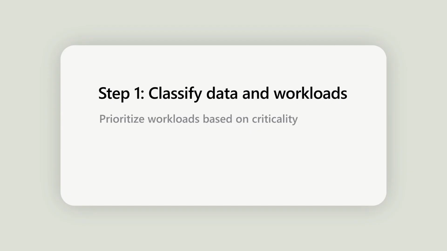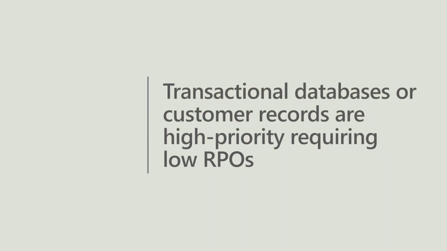Now let's go through the steps to develop a robust backup strategy. Step 1 is to classify data and workloads. Not all data has equal importance, so you should prioritize workloads based on their criticality. Examples of high-priority workloads are transactional databases or customer records. These would require frequent backups, like every 5 minutes, to meet low RPOs.